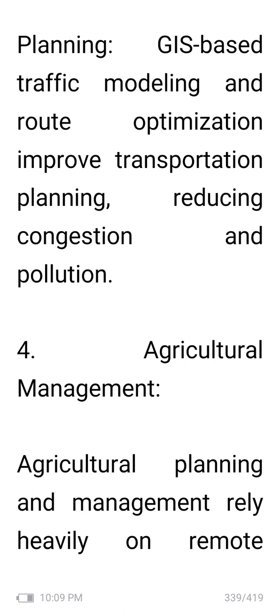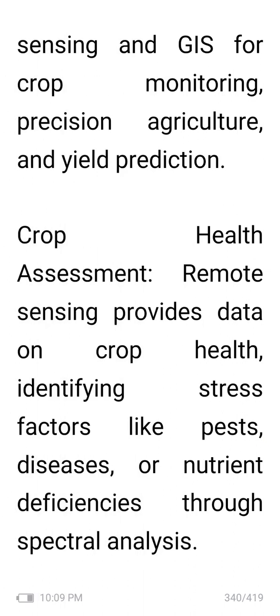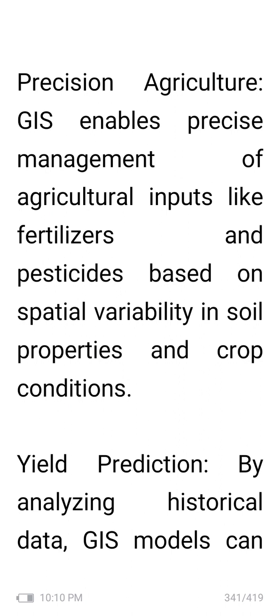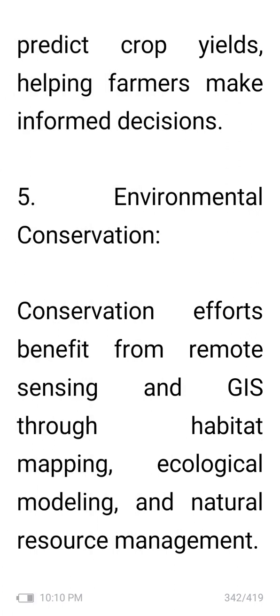Then agricultural management: agricultural planning and management rely heavily on remote sensing and GIS for crop monitoring, precision agriculture and yield prediction. Crop health assessment: remote sensing provides data on crop health, identifying stress factors like pests, diseases or nutrient deficiencies through spectral analysis. Precision agriculture: GIS enables precise management of agricultural inputs like fertilizers and pesticides based on spatial variability in soil properties and crop conditions. Then yield prediction: by analyzing historical data, GIS models can predict crop yields, helping farmers make informed decisions.